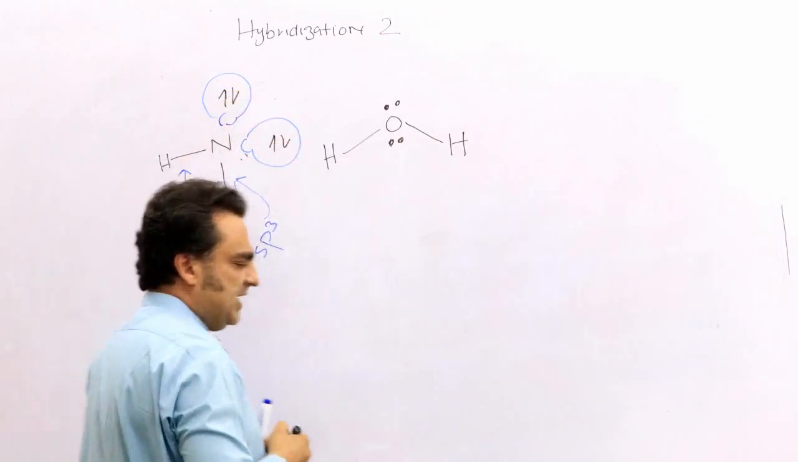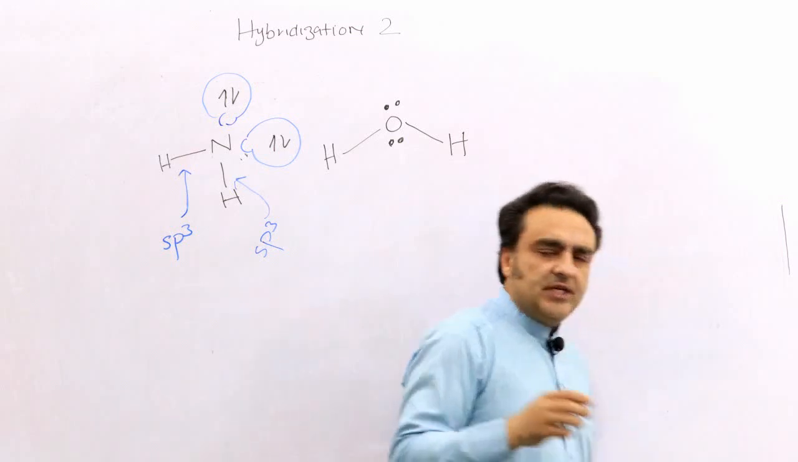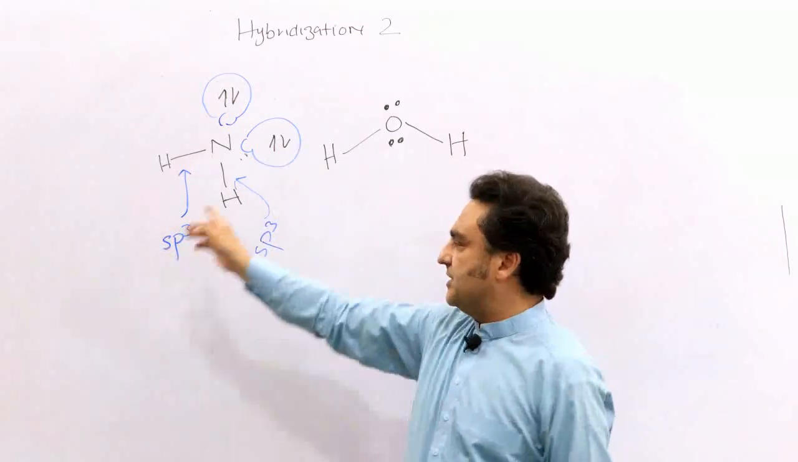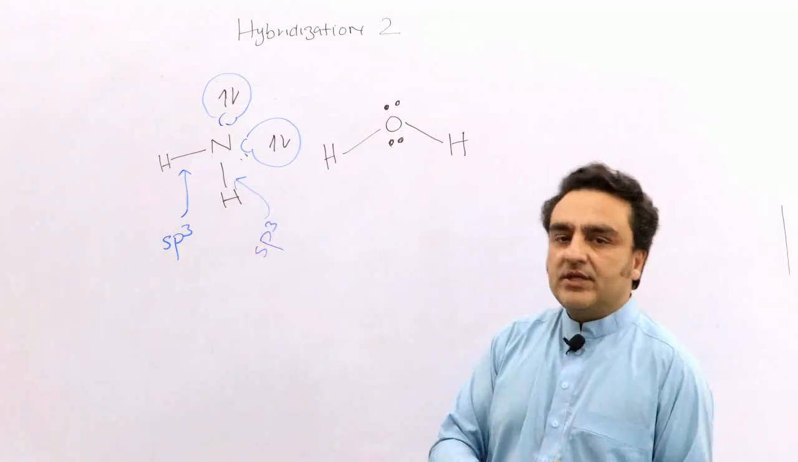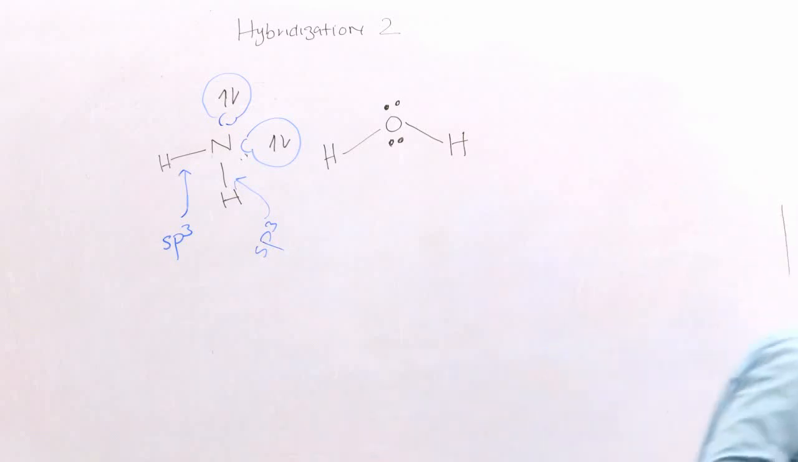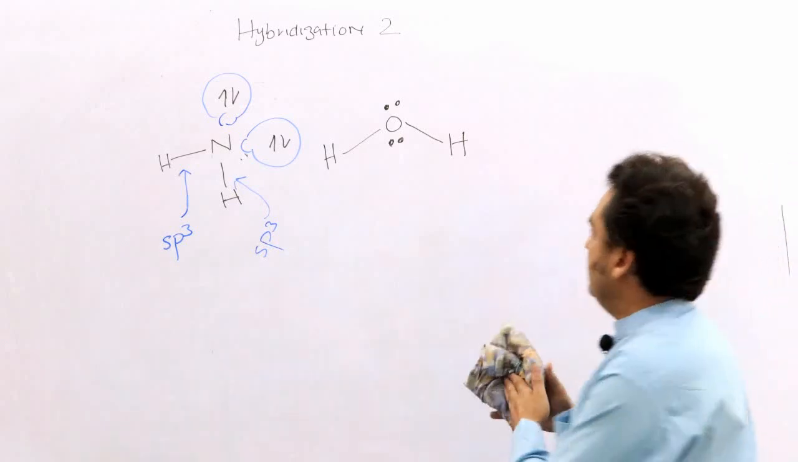So this is sp3, and it is very much near in geometry to water. What is a bent molecule? And this thing is again also, you can say, a sort of bent molecule. So let's go to the other molecule.